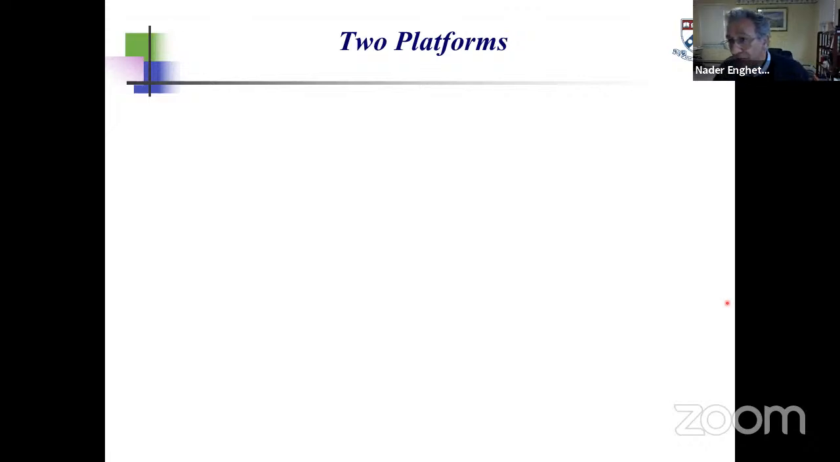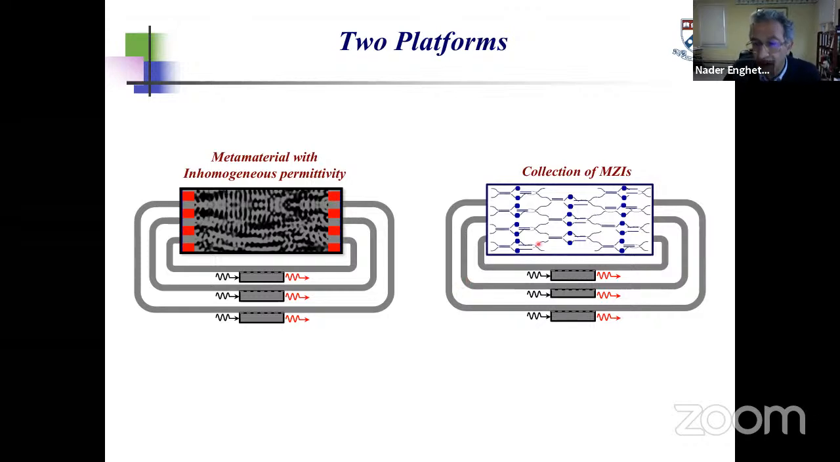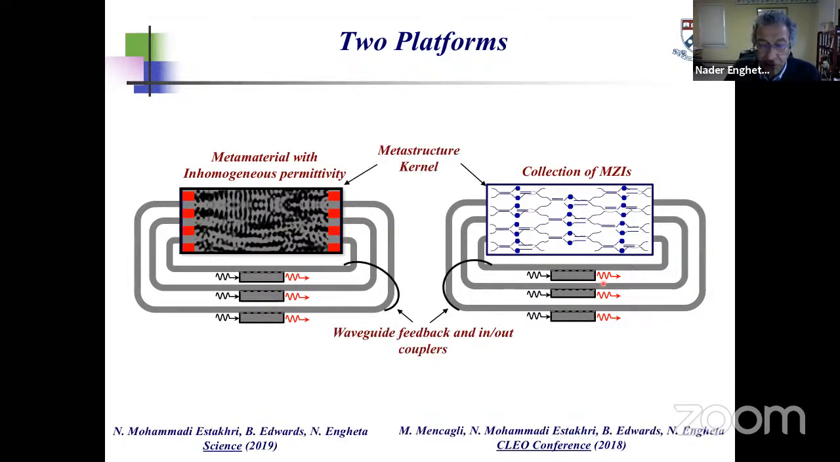So this is ongoing work, by the way, in my group. In fact, I'm showing some of the results that have come out, and some of them are submitted for publication and under review. We are right now working on two different platforms. One platform is to use inhomogeneous permittivity, properly selected, and you're going to see some examples of that, both theoretical and experimental results. The other one is to use a collection of couplers known as Mach-Zehnder interferometers. I will talk mostly about the first part, and then I have a few slides towards the end of my talk about this other platform, which we'll talk about when we get to that point.